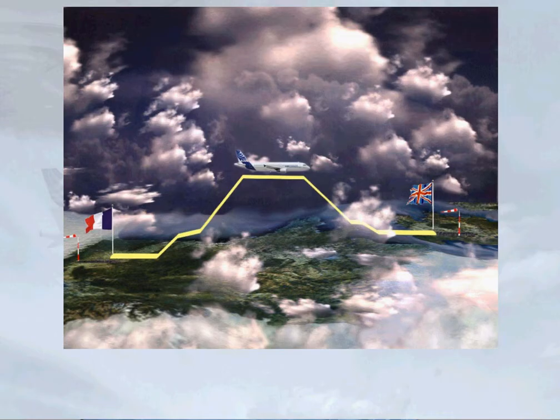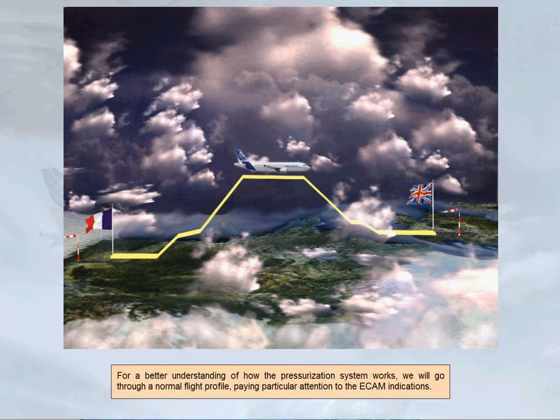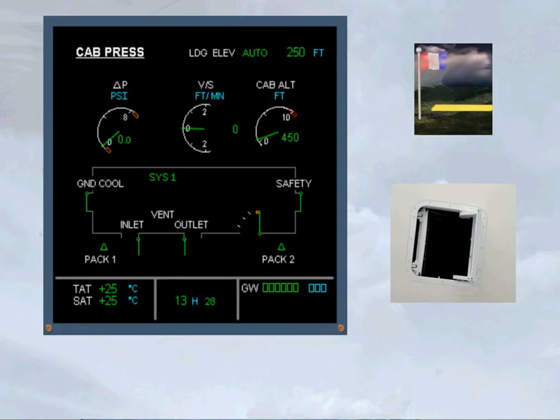For a better understanding of how the pressurization system works, we will go through a normal flight profile, paying particular attention to the ECAM indications. When the aircraft is on the ground before the flight, the outflow valve is fully open. There is no differential pressure and there is no vertical speed. We can also notice that the cabin altitude is indicating the field elevation of the departure airfield.